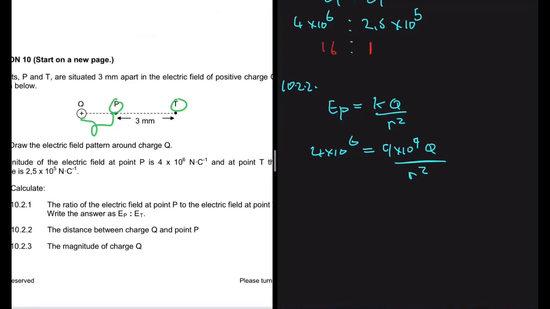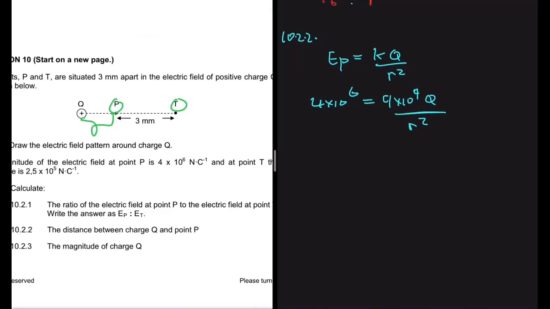And then you should be able to see now that we're stuck. We have 2 variables and 1 equation. So we need another equation. How can we find another equation? We can use point T. So let me show you what I'm talking about. Here, just to finish this off, let's cross multiply. If we cross multiply, we're going to get 4 times 10 to the 6 multiplied by R squared is equal to 9 times 10 to the 9 multiplied by Q. And we can call this our equation 1.